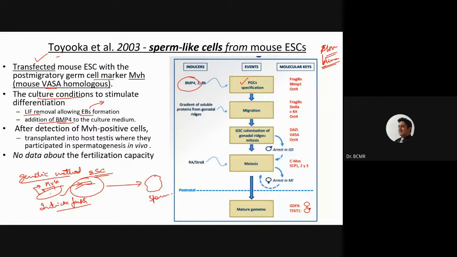And then, after detecting the MVH positive cells, they have taken the cells that have high expression of MVH, and then they transplanted them into host testis. That means they have taken a mouse dissection, and they have put these MVH cells into the testis of the mouse. And what they found was the mouse produced sperm, which came from the transplanted cells.